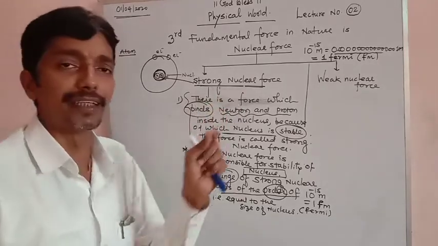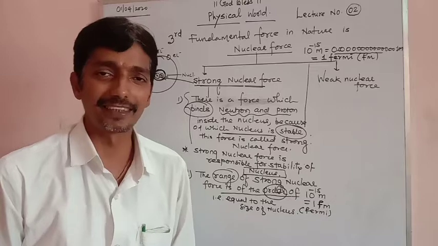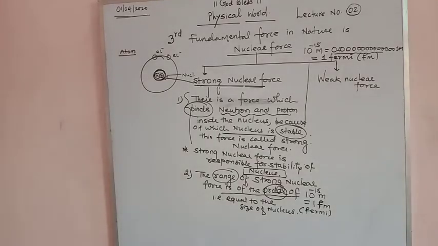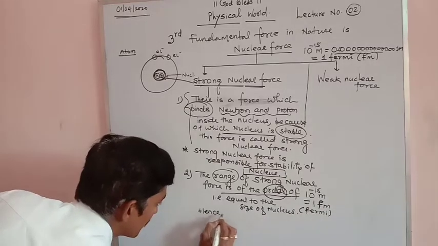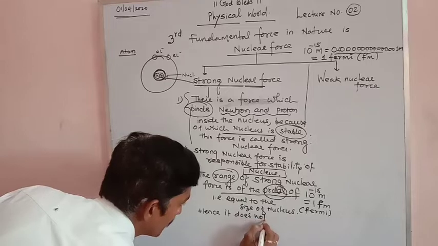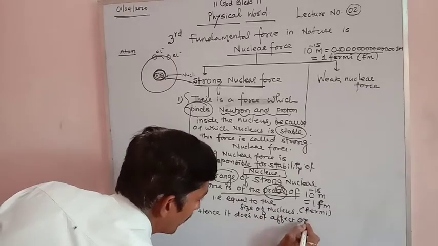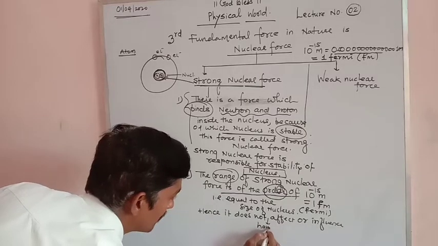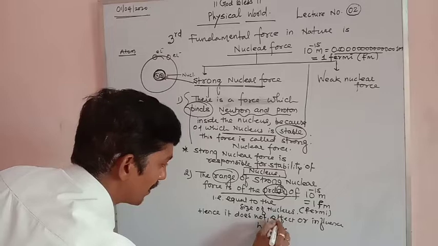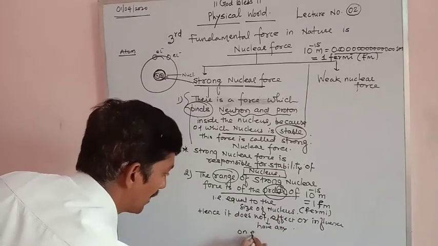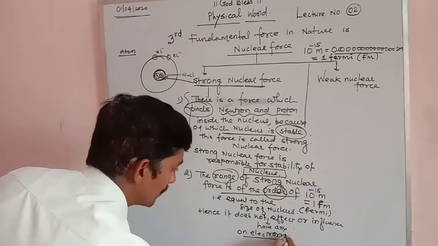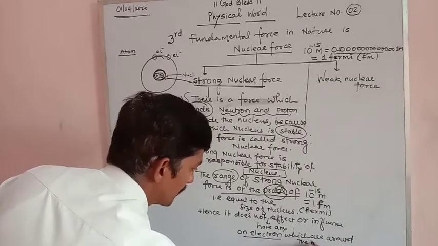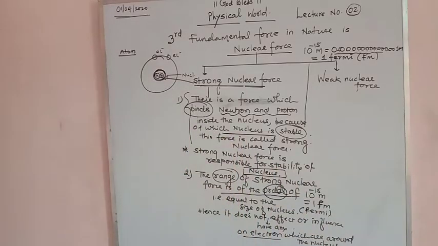So the range of this force is within the nucleus. It is not applicable outside the nucleus, understand? Hence it does not affect or influence, or does not have any effect or influence on the electrons which are around the nucleus. I hope it is clear.